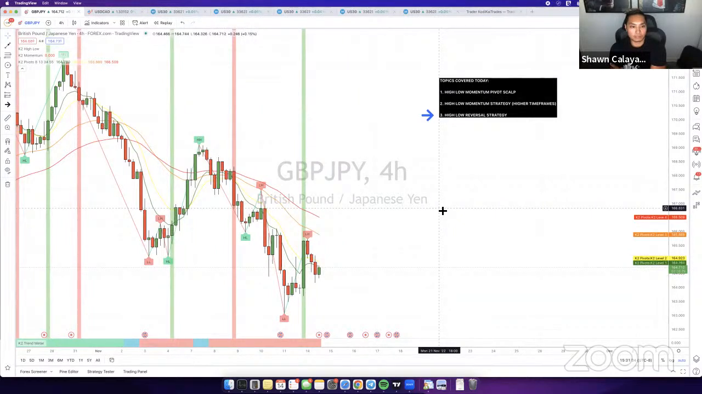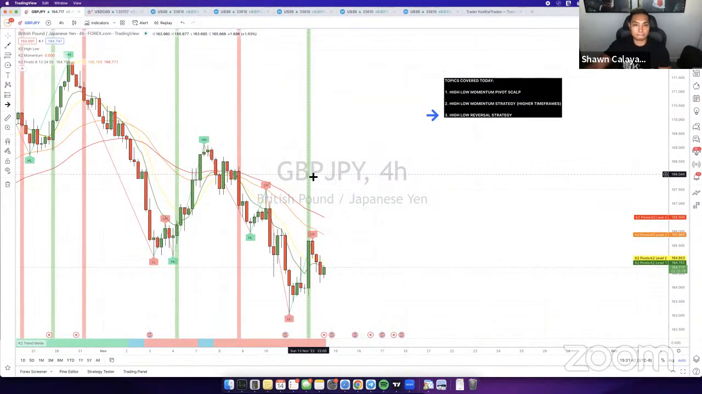I think if I was to do something, I'd have to have some other confluence to confirm that it's an actual reversal. But it's something I have to work on.